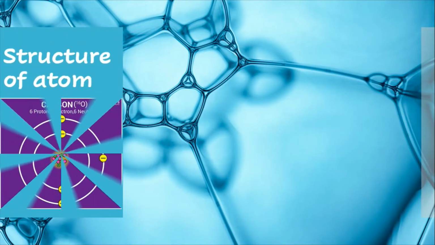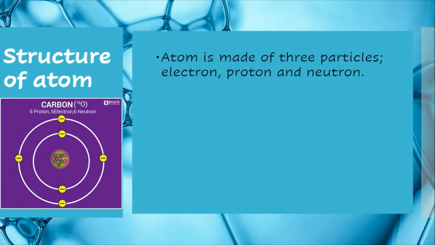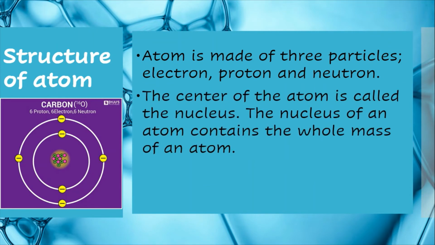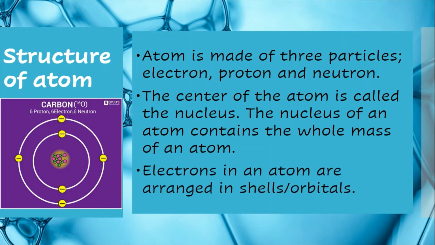Structure of atom. An atom is made up of three particles: electron, proton and neutron. The center of the atom is called the nucleus. The nucleus of an atom contains the whole mass of an atom. Electrons in an atom are arranged in shells or orbitals.